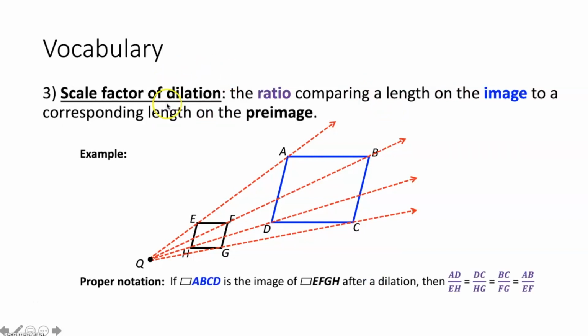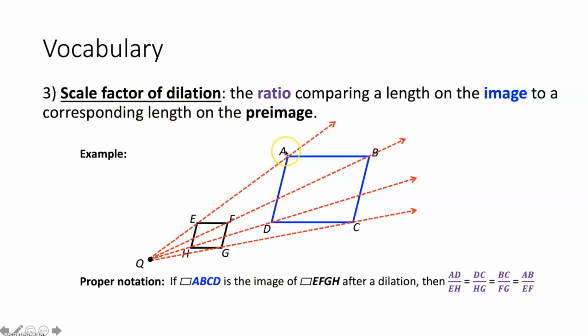Now, a scale factor of dilation is the ratio comparing a length on the image to a corresponding length on the pre-image. So this is actually pretty straightforward. A scale factor of dilation is just any ratio comparing the length of a side on the image to its corresponding side on the pre-image. So if we were to create a ratio with the measure of segment AD over the measure of segment EH and simplify that down, that would be the scale factor of dilation.